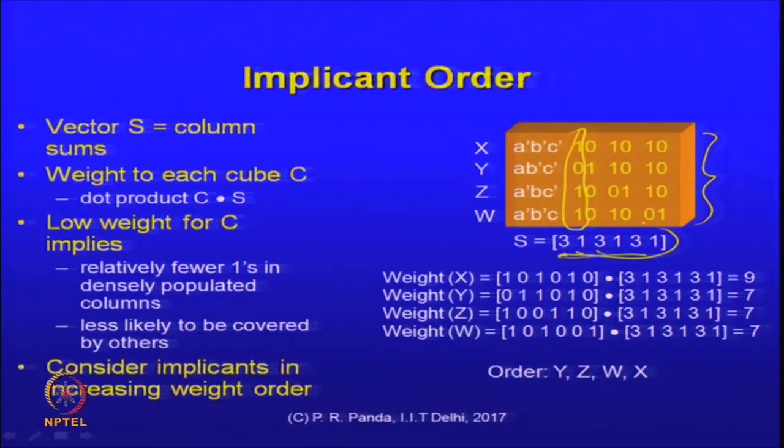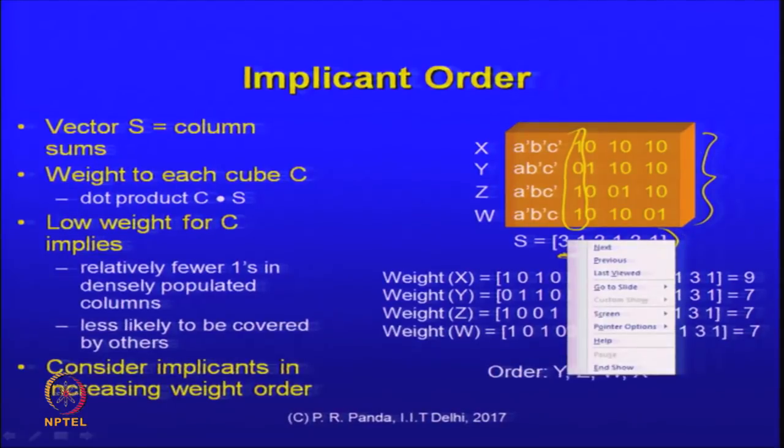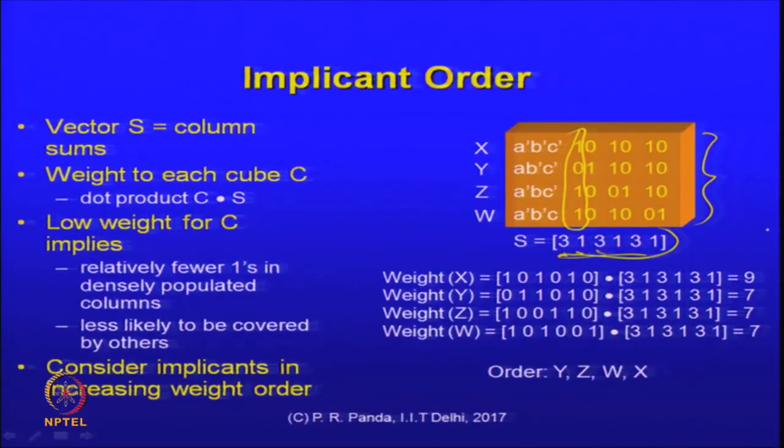Now, you take the dot product of that sum with each of the individual implicants, each cube, and you get something. So, that is what we are saying is a weight.